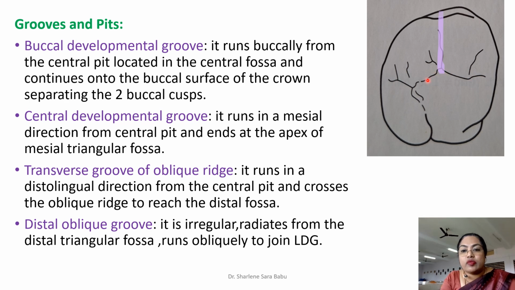Next is a transverse groove of oblique ridge. It runs in a distolingual direction from the central pit and crosses the oblique ridge to reach the distal fossa. The next is a distal oblique groove. It is an irregular groove and radiates from the distal triangular fossa and runs obliquely to join the lingual developmental groove.